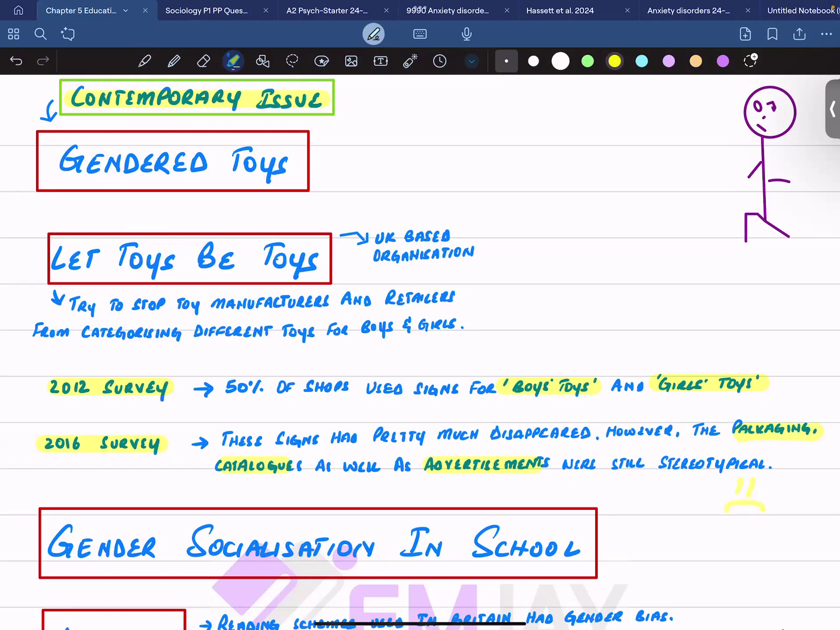So what we're talking about over here is a change in how toy retailers had probably removed the signs, but this didn't really fix everything, or, let's just say, didn't really fix everything the way it should have been fixed.